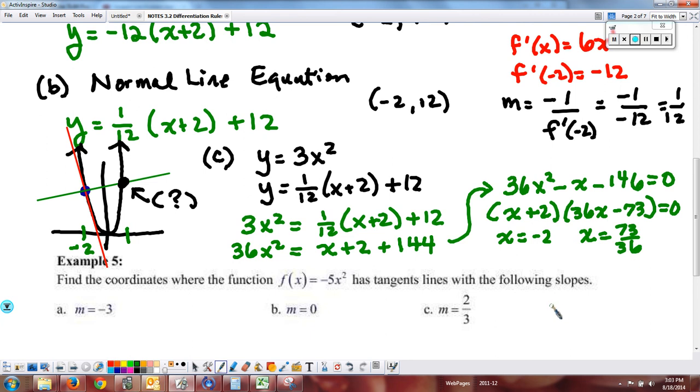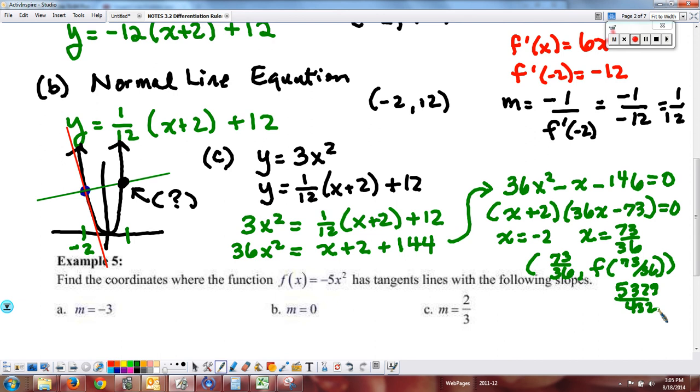And since they asked us for the other point, I need to actually take my 73 over 36 and then calculate f of 73 over 36, which I don't know if we have to get that exactly. Let's just pull out our calculator and figure out what that is. Not a nice number, but it ends up being 5,329 over 432. Okay, sorry, I couldn't pick a nicer number, but I'm just making up the problem.